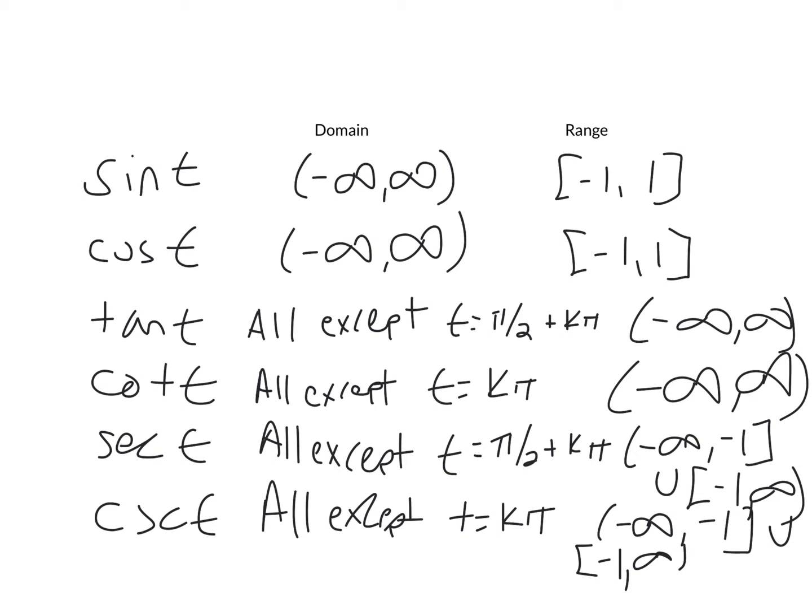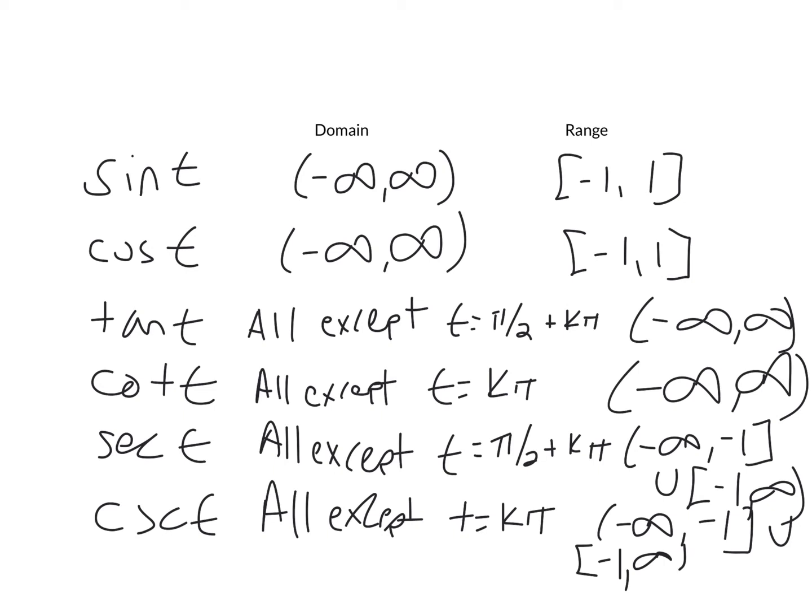Same thing with cotangent and cosecant. It's going to be all values except those that make y equal to 0, which is why it's just t not equal to k pi, right? So every pi value, your y value is 0.